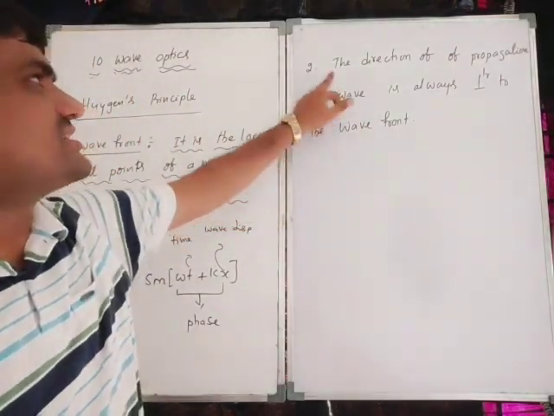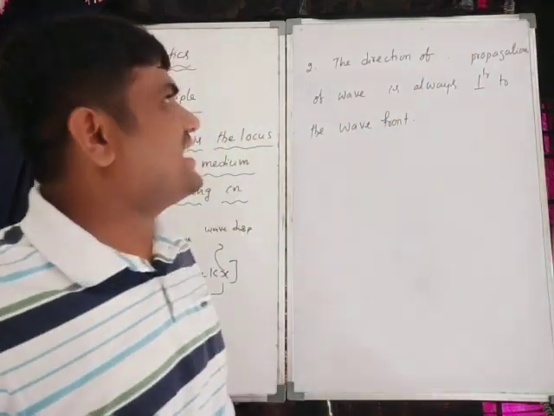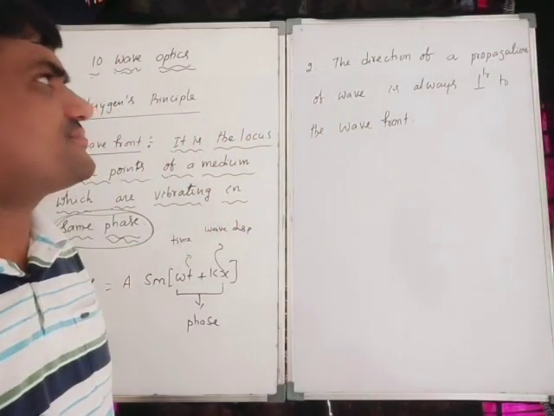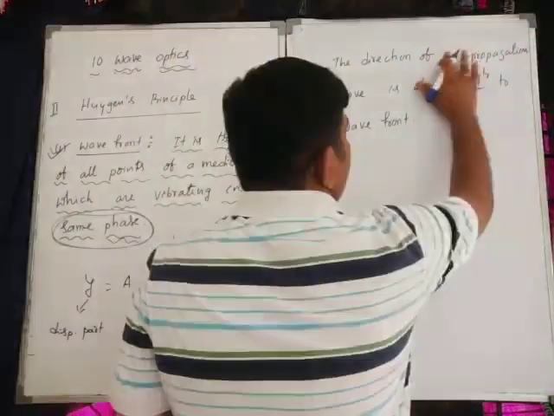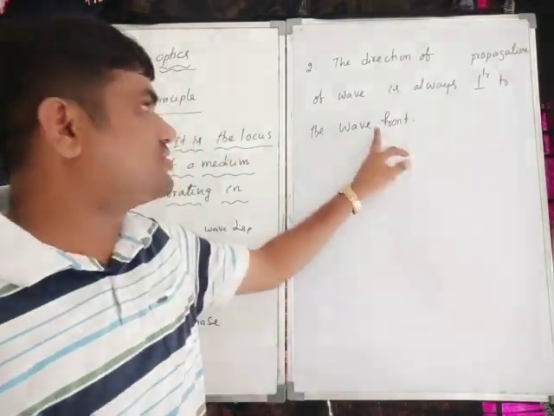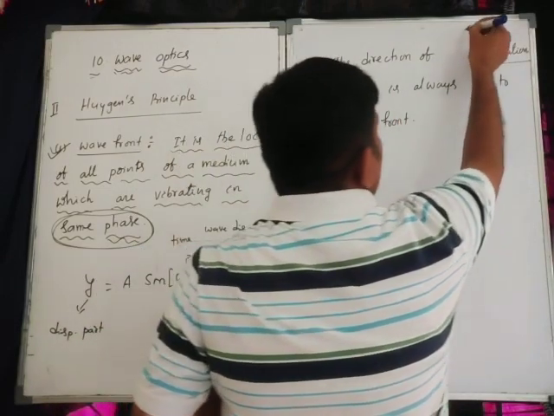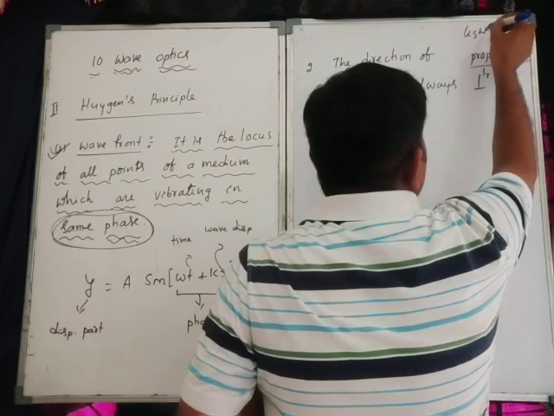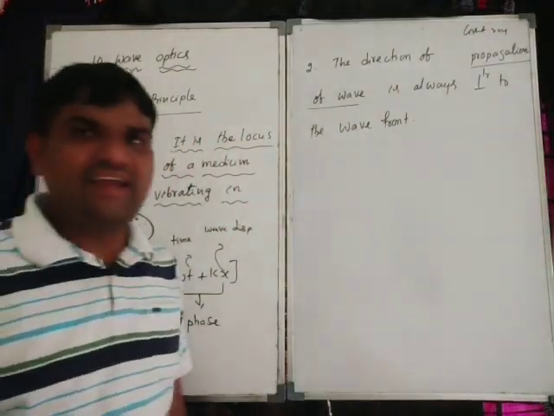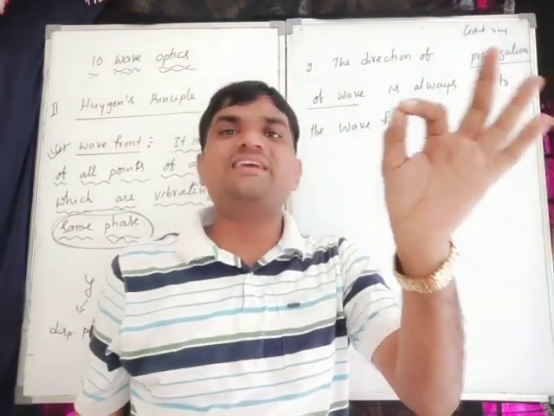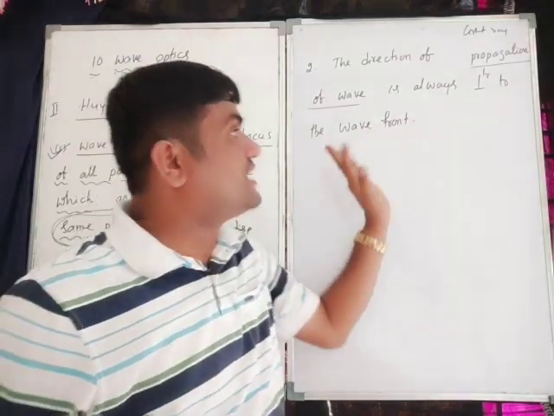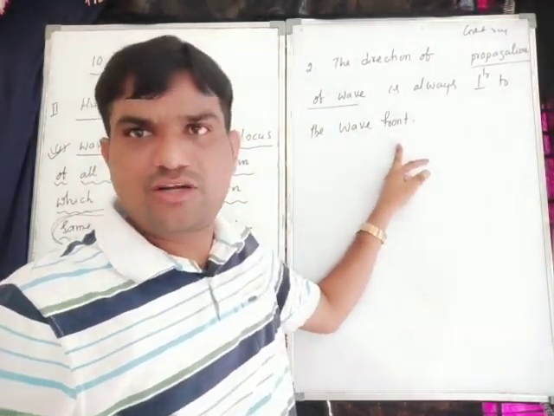Right, one more important point here. This is the second point. The direction of propagation of a wave is always perpendicular to the wavefront. Propagation of wave means, for light, the ray of light. We will consider the light ray as the direction of propagation of the wave. So the direction of propagation of wave is always perpendicular to the wavefront. Very, very important point.